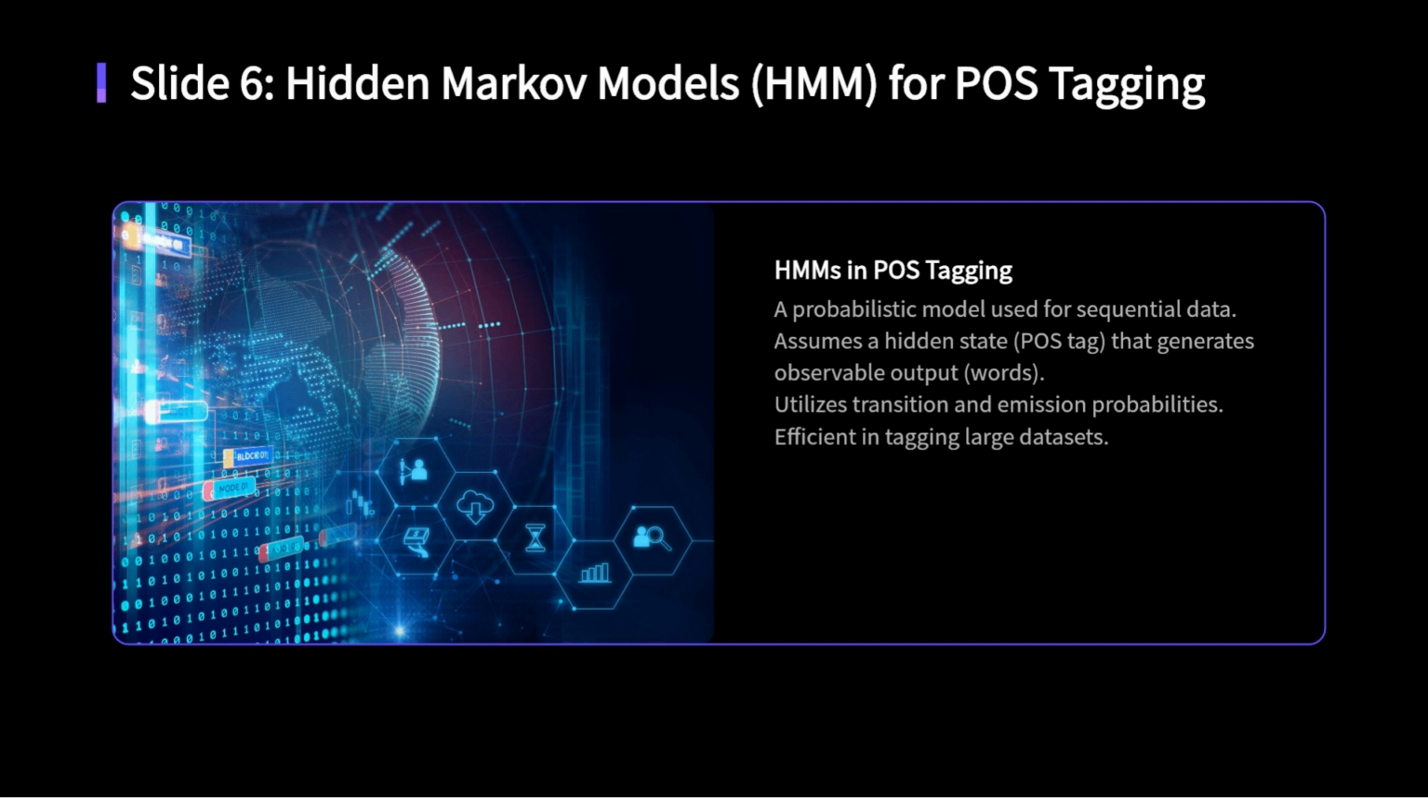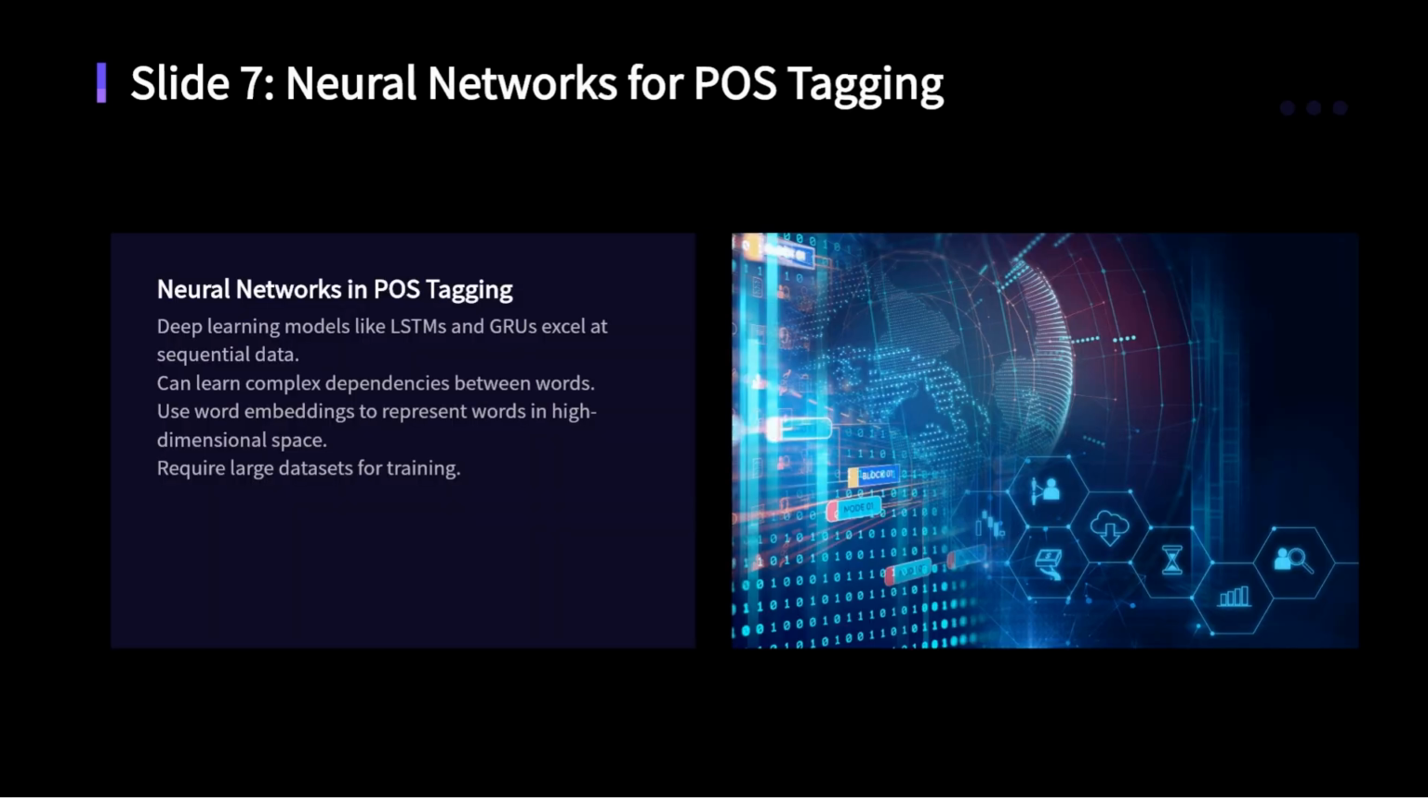In HMM-based POS tagging, transition probabilities model the likelihood of moving from one POS tag to another. Emission probabilities model the likelihood of a word corresponding to a particular POS tag. HMMs are efficient for tagging large datasets and have been widely used in various NLP tasks, including POS tagging. They require a large labeled training corpus to accurately estimate these probabilities, and their performance can degrade if the corpus is insufficient.